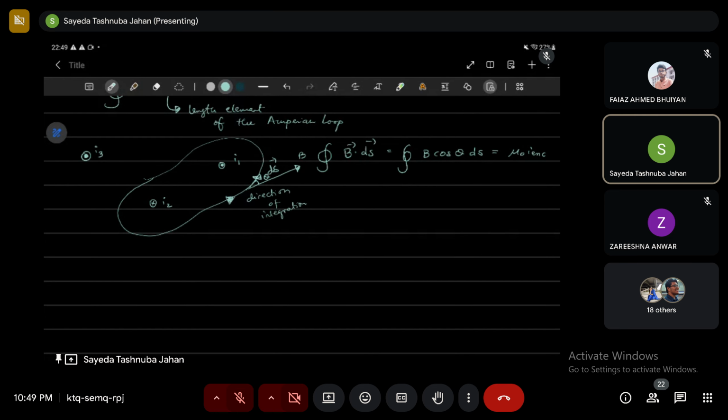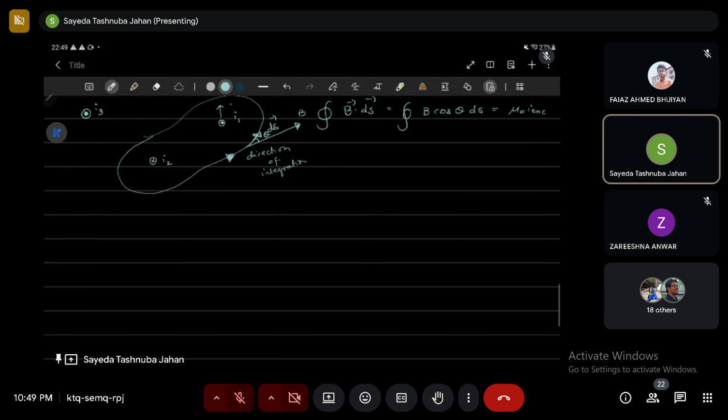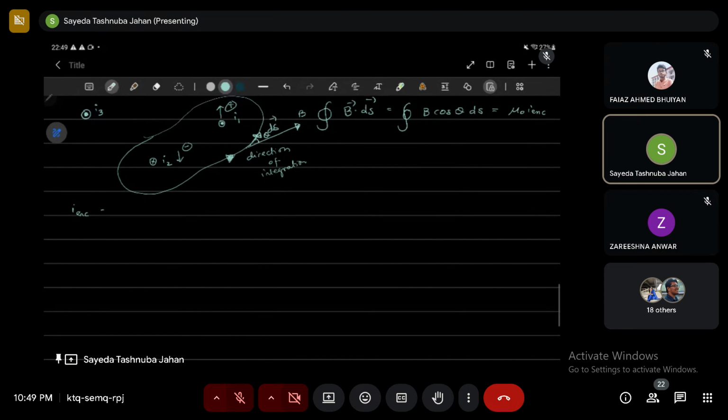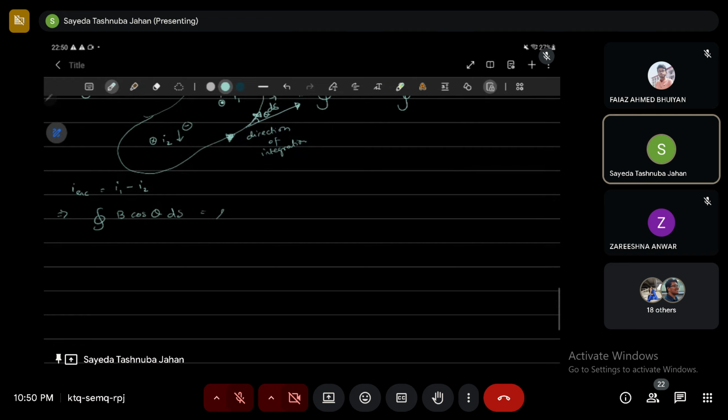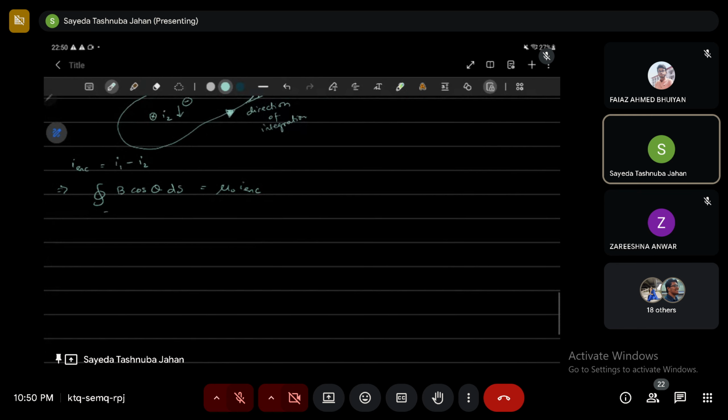So like I was saying, in that case you see that I1 is in the positive direction and I2 is in the negative direction, right? So in that case, if I write I enclosed, I have to write I1 minus I2. That is the net current inside the loop. So now my Amperian loop integral becomes the following: the integral of B cos theta ds equals mu naught times (I1 minus I2).